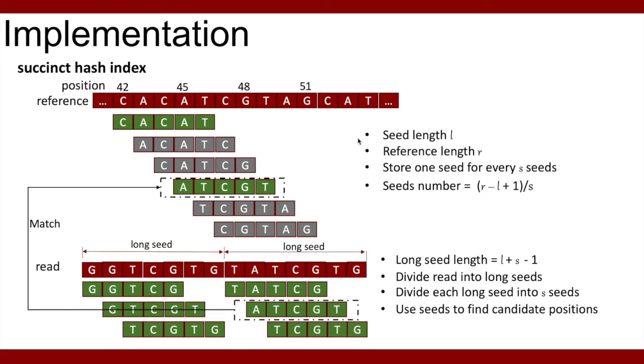The succinct hash index stores only one seed for every S consecutive seeds. The memory is S times less than the traditional hash index. In the figure, the green seeds are stored and the gray seeds are discarded. A read is divided into long seeds, which are further divided into short seeds. We use short seeds to find the possible matches in the reference.